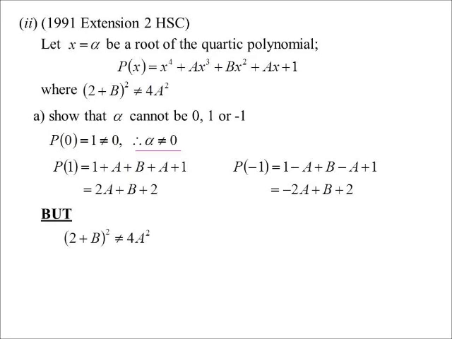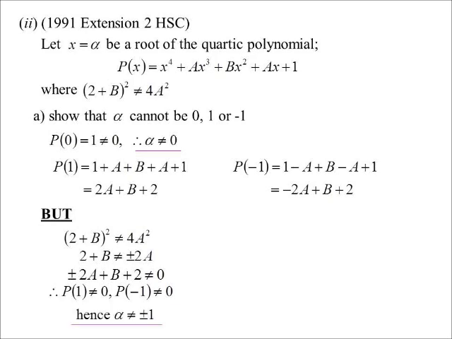Now that's where the piece of information is going to come in handy. They've told me that 2 plus b all squared is not equal to 4a squared. Therefore, 2 plus b is not equal to plus or minus 2a. So plus or minus 2a plus b plus 2 is not equal to 0. So I now know that plus 2a plus b plus 2 can't equal 0, and that minus 2a plus b plus 2 can't equal 0. So now I know for sure that polynomial at 1 and polynomial at negative 1 can't equal 0. Therefore, they can't be solutions either.